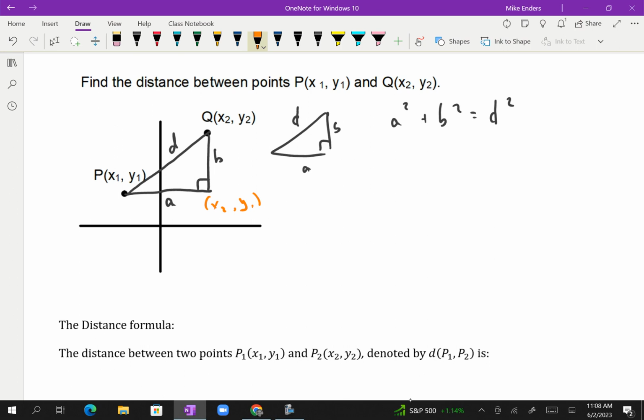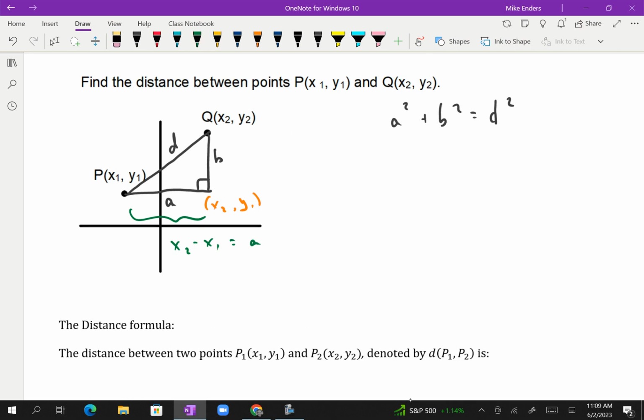So there's that point. Now we can figure out, okay, what is the length of A here? So the length of A, we're going from x1 to x2. So that length is x2 minus x1. And then it's horizontal, so we don't have to worry about counting any vertical change. So the y1 to y1 doesn't do anything for us. So A is now x2 minus x1.